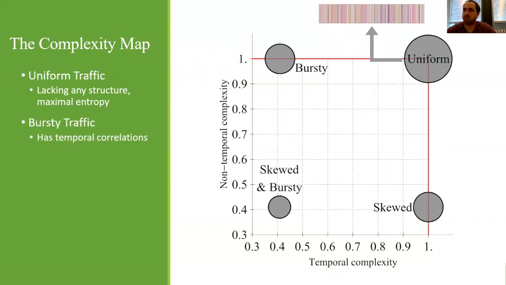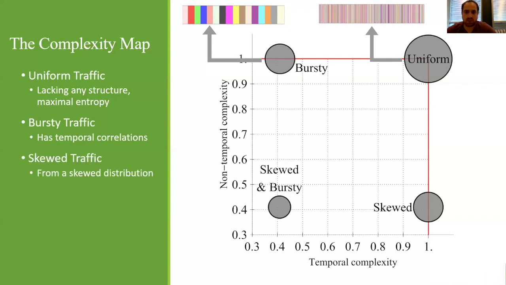The next type is bursty traffic. Here, all of the pairs appear with the same frequency with a uniform order. However, they appear in long bursts of communication, and therefore they are very dependent on each other. So this has a lot of temporal structure and therefore appears somewhere closer to the edge of the map on the x-axis.